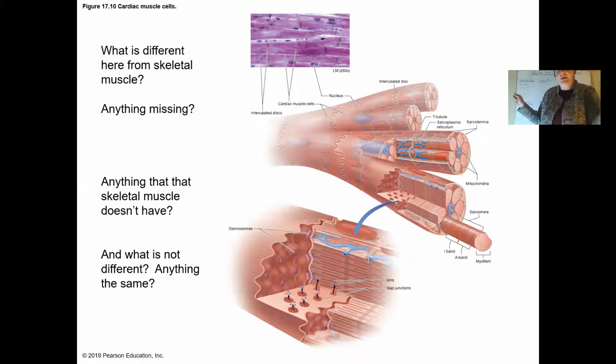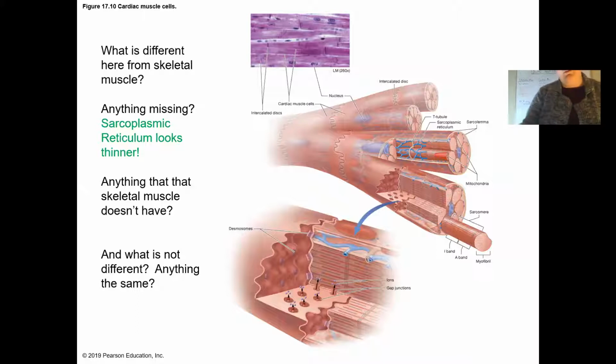Now, what keeps them from pulling apart? Actually, maybe I should go with the PowerPoint. What's kind of missing? Doesn't the sarcoplasmic reticulum down here look thinner? Remember how extensive that was in skeletal muscle? Here in cardiac, it's a lot thinner. Isn't that surprising? Because my cardiac muscles are working so much harder than my skeletal right now. Well, in general. All right.